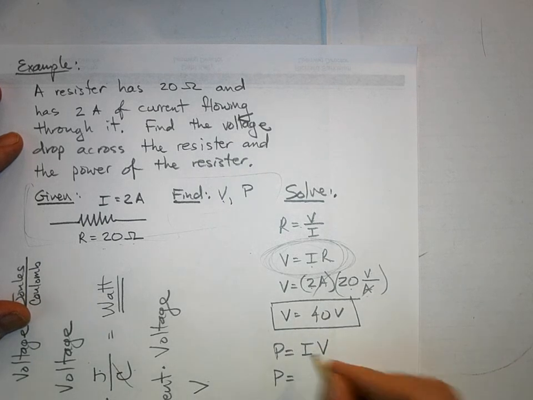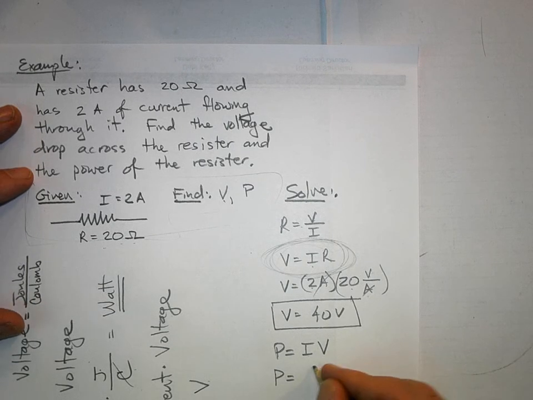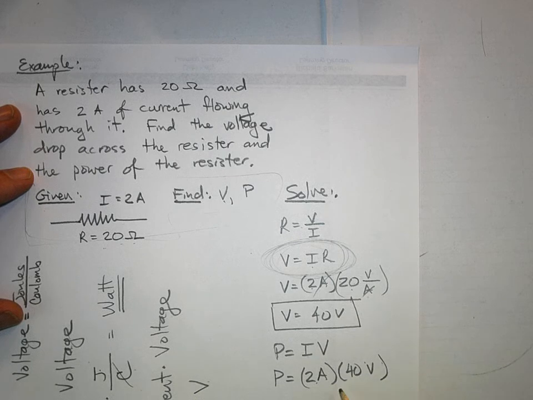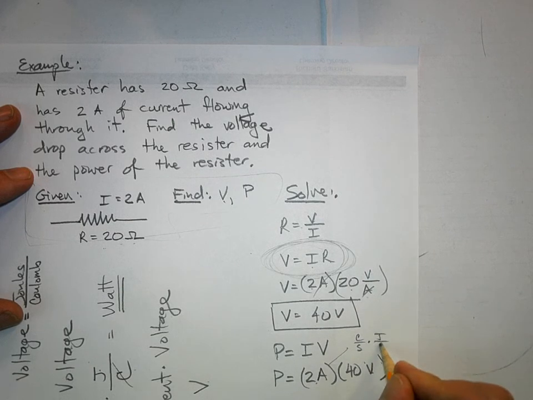And then to find power, well, power equals the current times the voltage. So power is equal to the current, which is given to be 2 amps, and we calculated 40 volts. So the power is 2 times 40 is 80 watts. Remember that an amp is a coulomb per second, and a volt is a joule per coulomb. Joules per second is a watt.